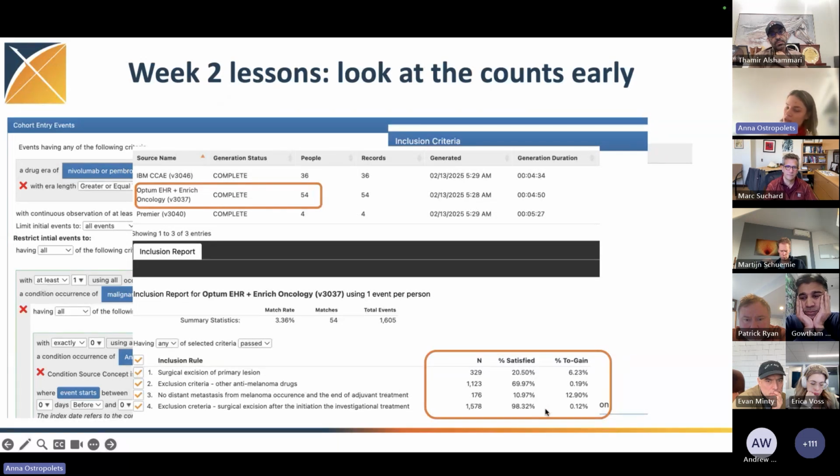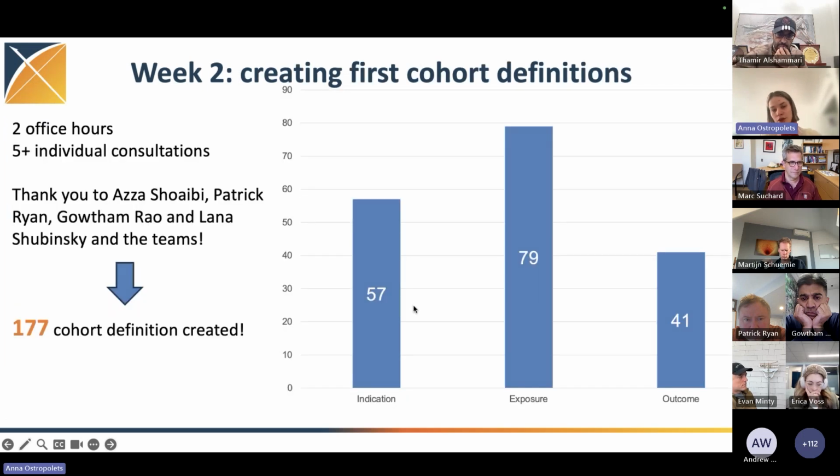And it also provides you the drop down of the criteria and what kind of impact those criteria had on your patient counts. So now you can go back and revise those criteria to increase your sample size. So that was the number 3 learning.